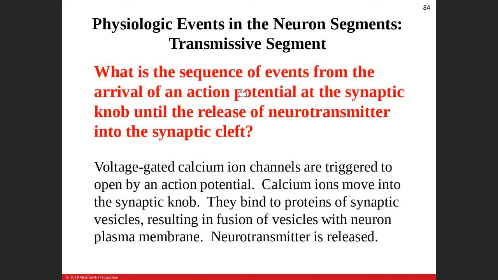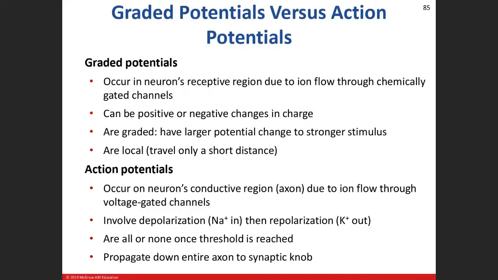All right, so what is the sequence of events from the arrival of an action potential at the synaptic knob until the release of the neurotransmitter into the synaptic cleft? Pretty much what I just told you. The voltage-gated calcium channels open up because of the action potential, calcium moves in, and it binds to the proteins on the synaptic vesicles. Then those synaptic vesicles fuse with the plasma membrane, undergoing that process of exocytosis, and release the neurotransmitter into the synaptic cleft. Very similar to when we talk about chapter 10, the neuromuscular junction.